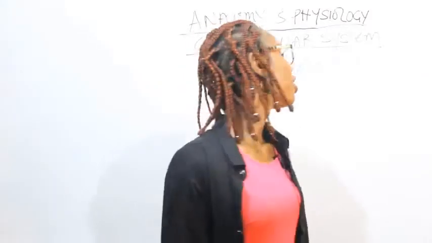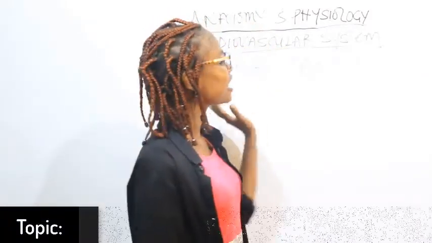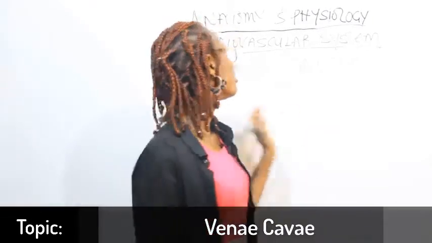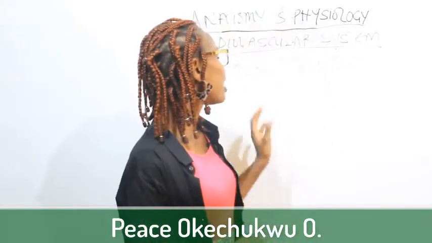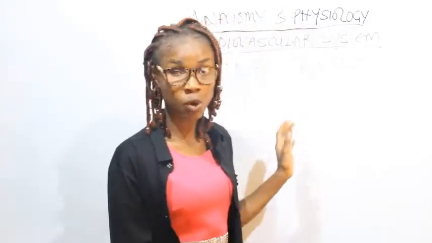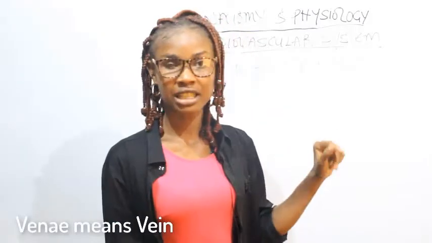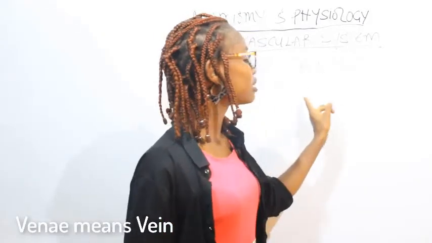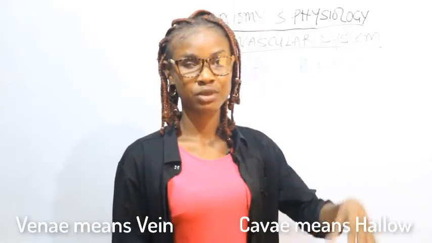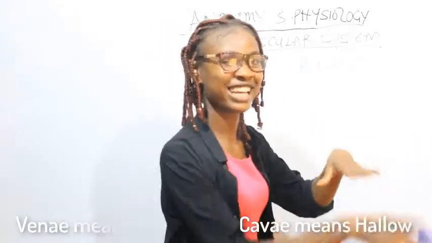Okay, we'll be looking at the vena cava. And it is your friend Okechukwu. The vena cava is actually a Latin word, where vena means vein and cava means hollow. So hollow means okay.